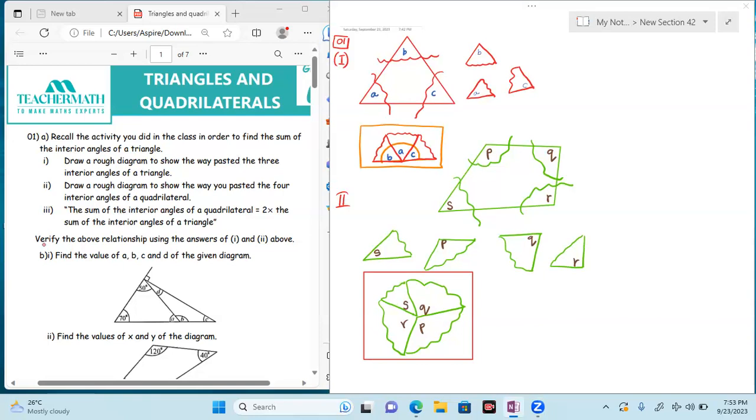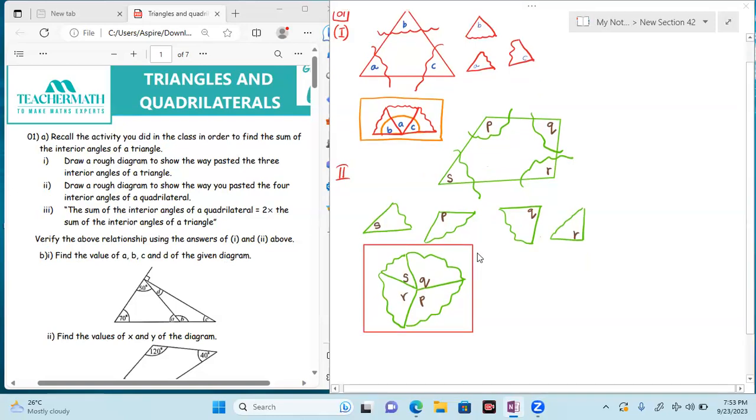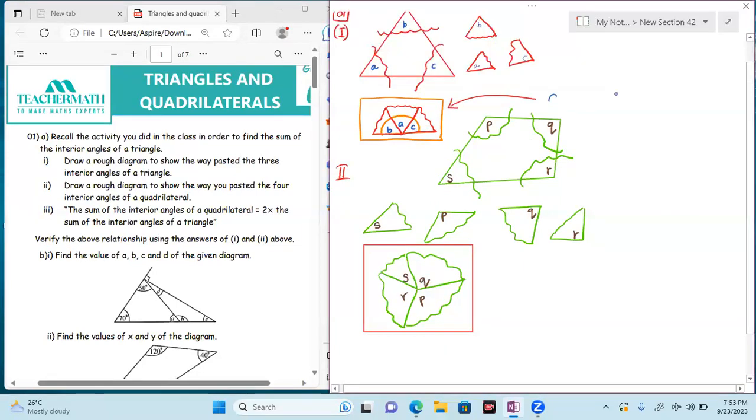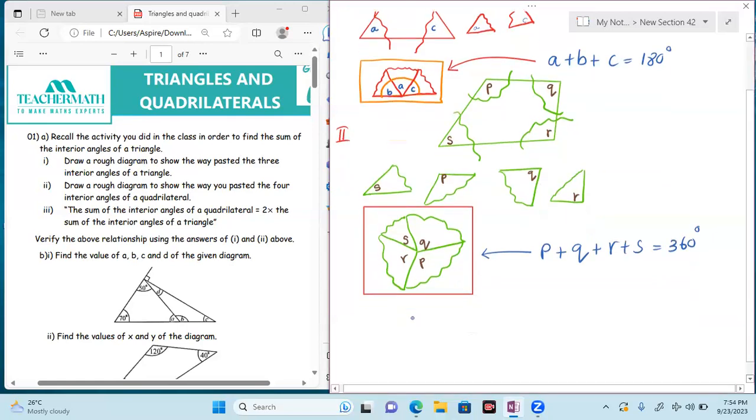Then after here, look, they asked to verify the above relationship using the answers of 1 and 2 above. That means they asked to prove this one. Okay. Then here we can express the relationship as A add B add C equals 180, and here we can write P add Q add R add S equals 360. Then the angles of a quadrilateral equal 360, we can write it like this.